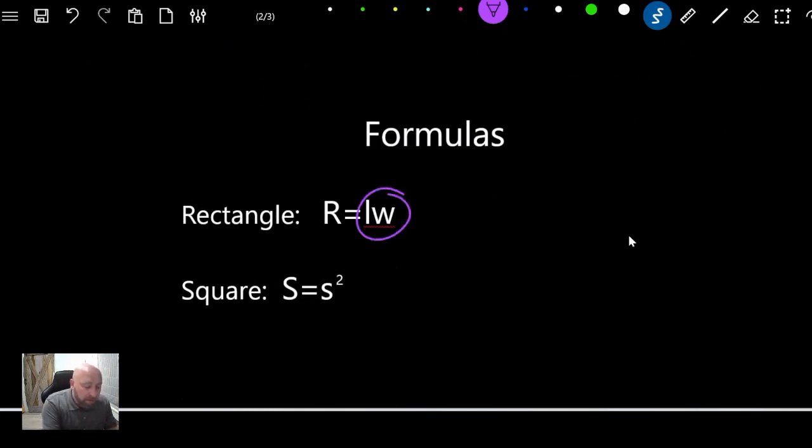So length times width, L times W. You might say, Mr. Steve, why did you put this R right here? Well, maybe your book puts area equals LW. I don't like that as much because it doesn't tell us what area. So I've used a capital letter R, and that means rectangle. So the rectangle area equals LW. Actually, it's a small letter L. There we go, LW. With a square, we're going to use a capital letter S for square, and that equals its side squared.